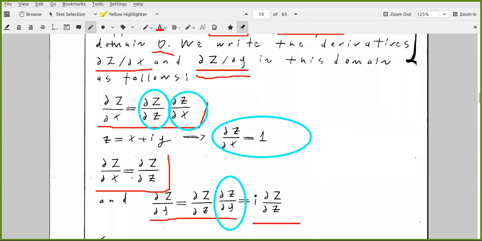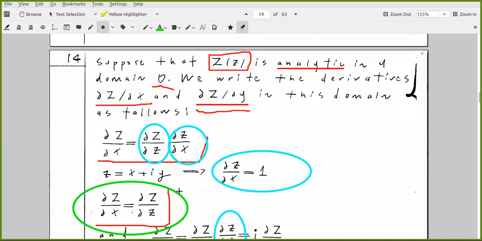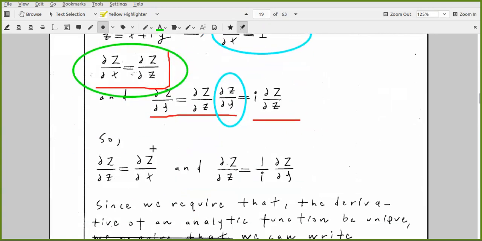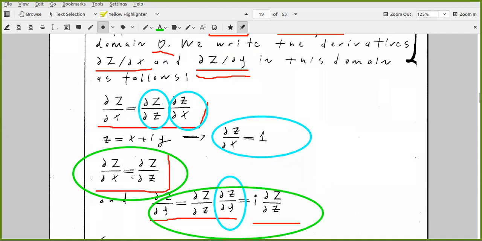Now there are two main results here. The first one is dZ/dx is dZ/dz. And they are also given here. I'll let you use this. The second one is dZ/dy equals i times dZ/dz. Two main results. And how can I derive a condition regarding the analyticity of this function? How can you find a condition for this function to be analytic using these results? How can I find such a condition?